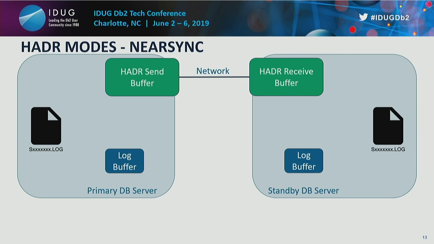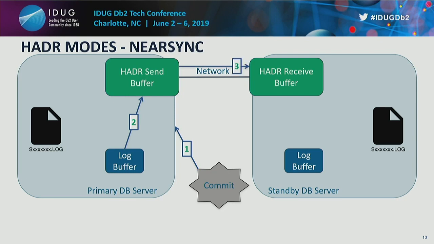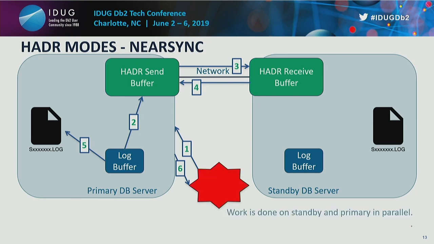Okay, so for NEARSYNC, we have a commit come in. It comes into our primary database server, and there's actually some things that are done in parallel with this one. That commit is sent over to the HADR send buffer, across the network to the HADR receive buffer, and then an acknowledgement is sent back to the primary at that point. Notice we did not write it actually out to disk on the standby. We just made sure that it's in memory on the standby. And at the same time that is done, the log buffer is written out to disk on the primary. And when both of those things have completed, the commit is considered complete.